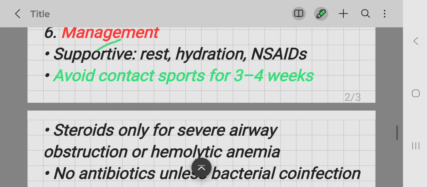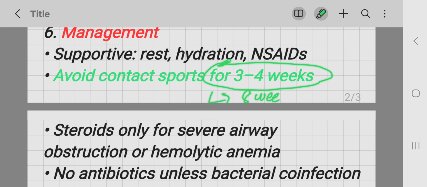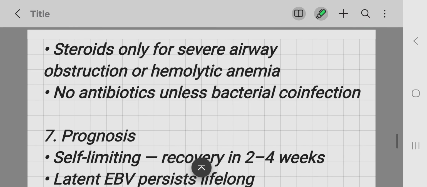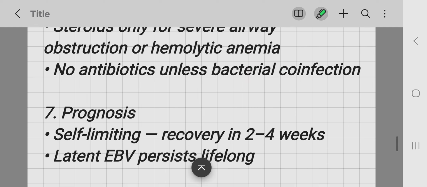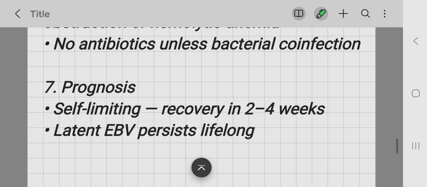Management. Supportive treatment is just required because it is a self-limiting viral infection. Supportive treatment includes rest, hydration and analgesics for pain and fever. Avoid contact sports for 3 to 4 weeks. Some people say for 8 weeks. Steroids can only be given for severe airway obstruction or hemolytic anemia, and no antibiotics are needed because it is a viral infection, and if there is concomitant bacterial co-infection, then you should go for antibiotics, otherwise not required.